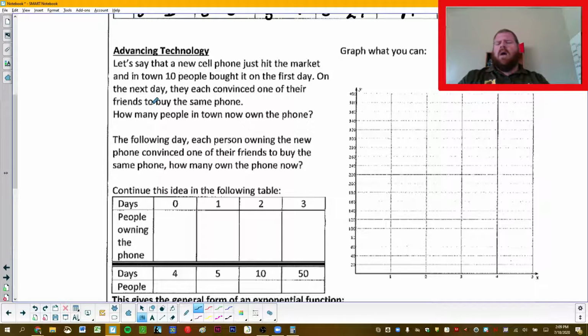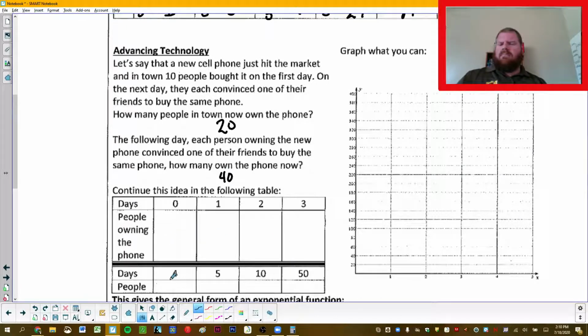Then it says the following day, each person owning the new phone, so all of those 20 people, go out and tell one of their friends to buy the phone. And now how many people own the phone? So we would say 20 people own it there. And then after that, each one of those 20 people that own the phone went out and told somebody else. So then there's 40 people.